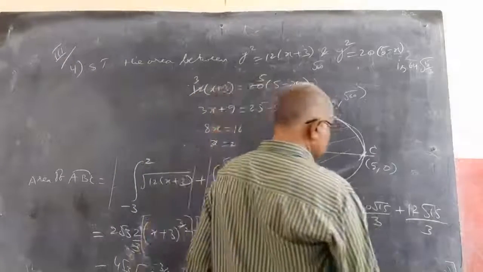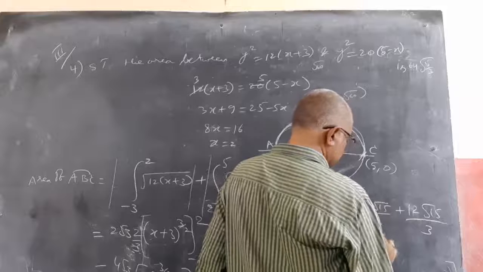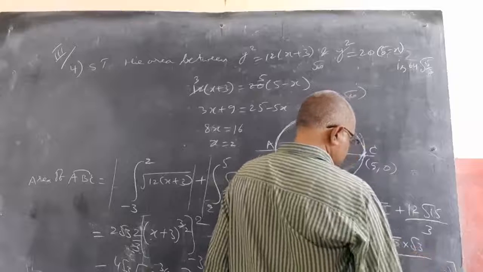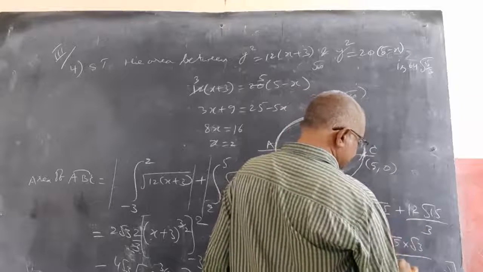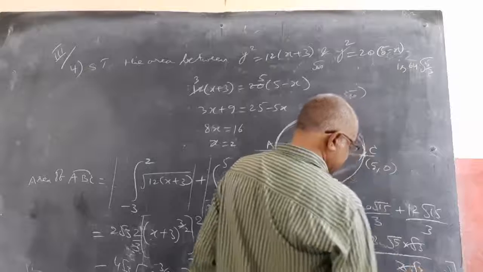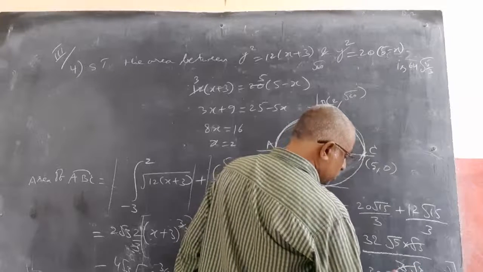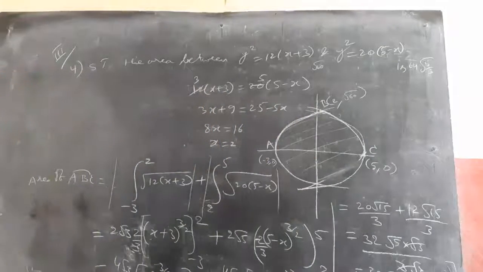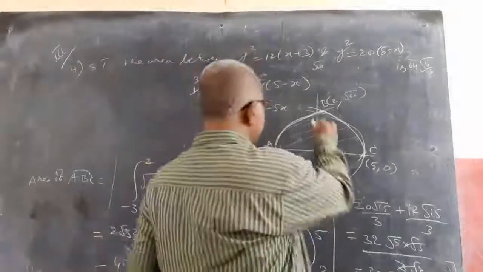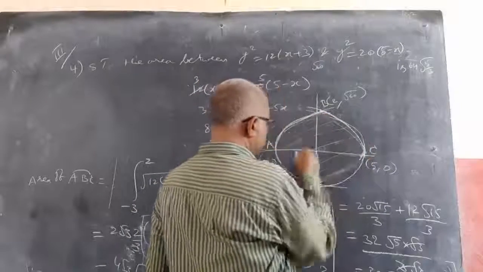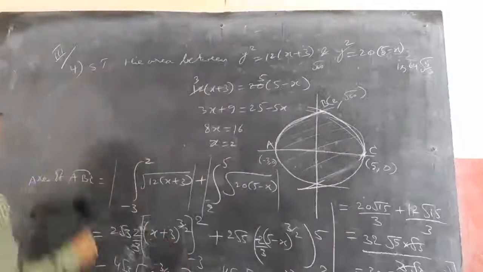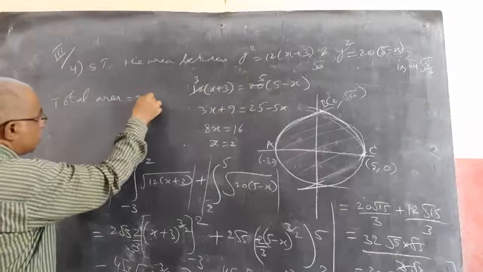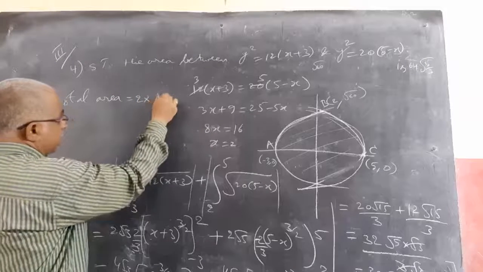So finally 32 root 15 by 3. 32 root 15 means root 5 into root 3, by 3. This 3 gets cancelled with root 3 times. So it becomes 32 into root 5 by 3. So this upper area is 32 root 5 by 3 up to here. And these two parts are symmetric. So the total area of the curve is equal to 2 into area of ABC.